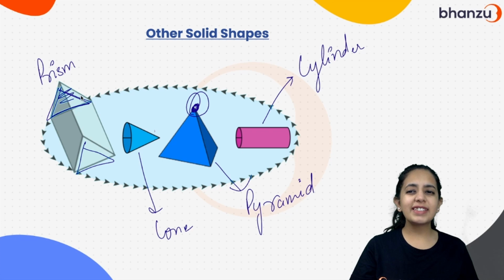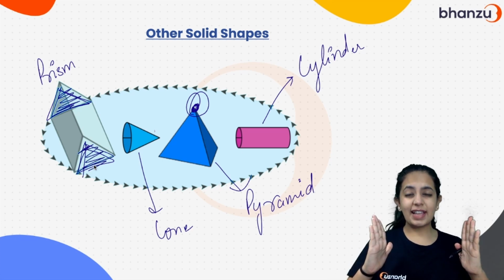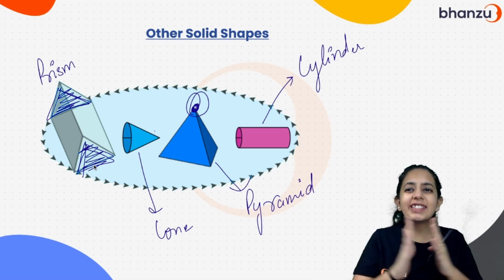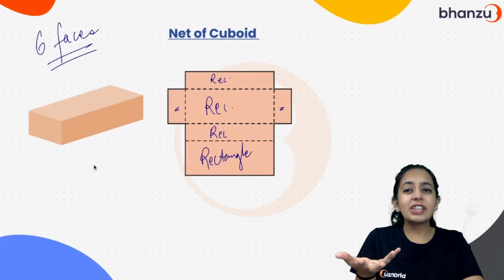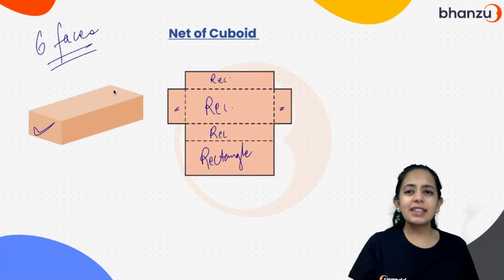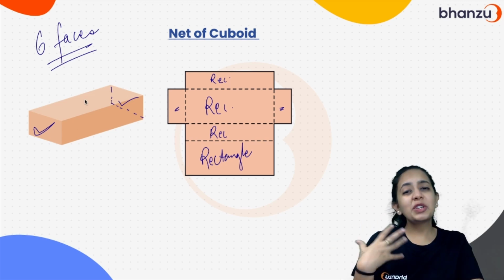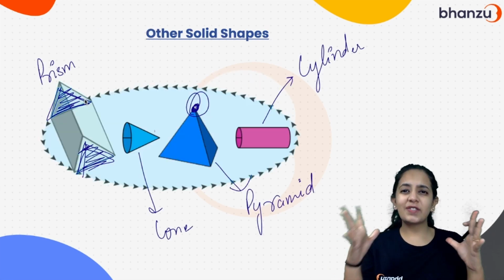Here, if you observe carefully, these two faces are the same, right? These two faces, that is the opposite faces, are actually the same. And that's what happens in a prism, like in a cube and a cuboid. In a cuboid also, can you see these two opposite faces are the same, right? So that's a prism. So a cube and a cuboid are also prisms because their opposite faces are the same.